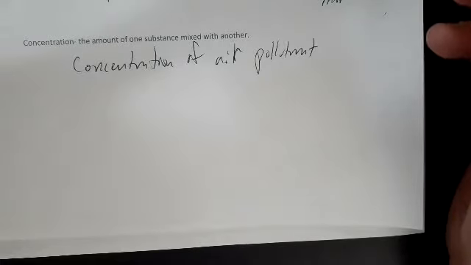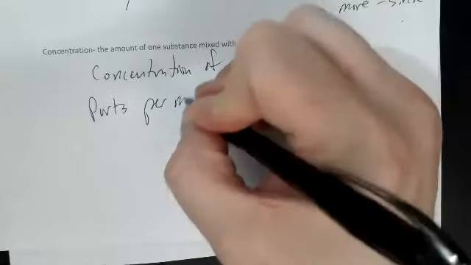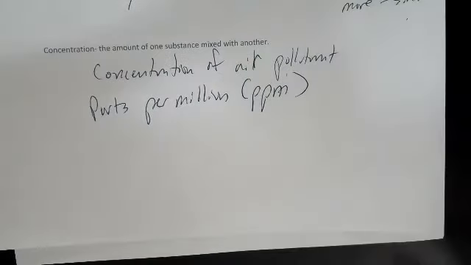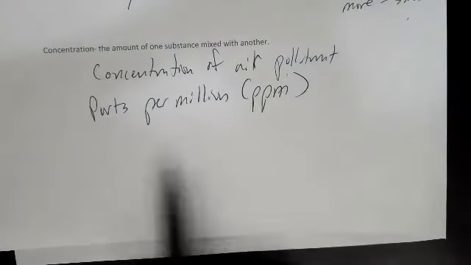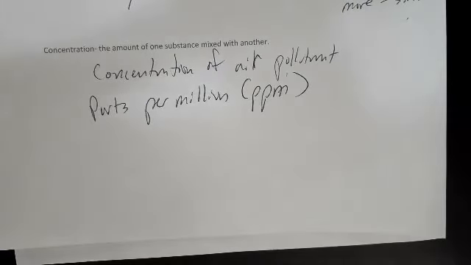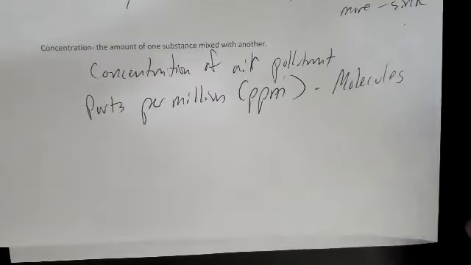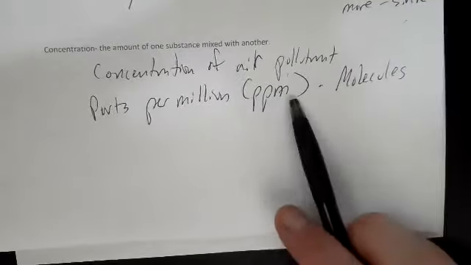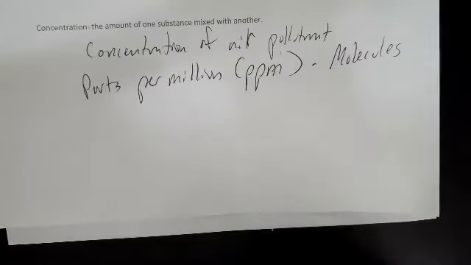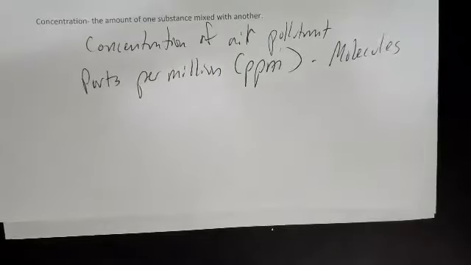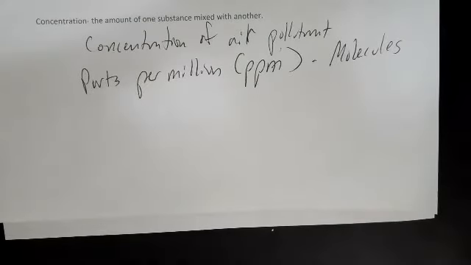And when we talk about concentration of air pollutant, we talk about this measurement called parts per million, or ppm is one way to think about it or say it. And so what are we talking about, parts per million? What they're actually talking about are the individual molecules of these things. There are so many molecules per million molecules in the air of a certain thing. So if we're talking about certain carbon pollutants, that tells you how many carbon molecules are in the air per million molecules.